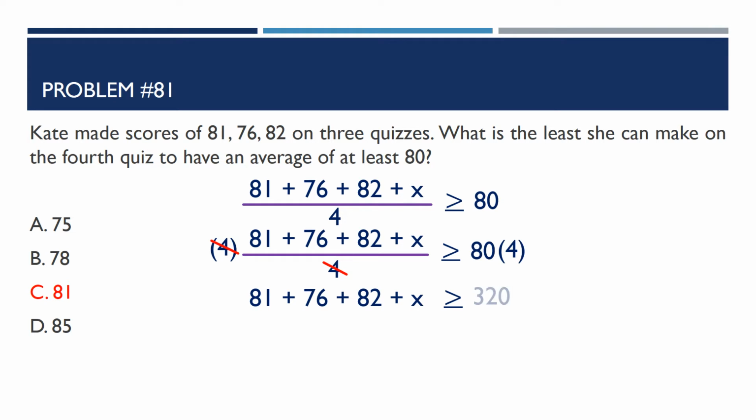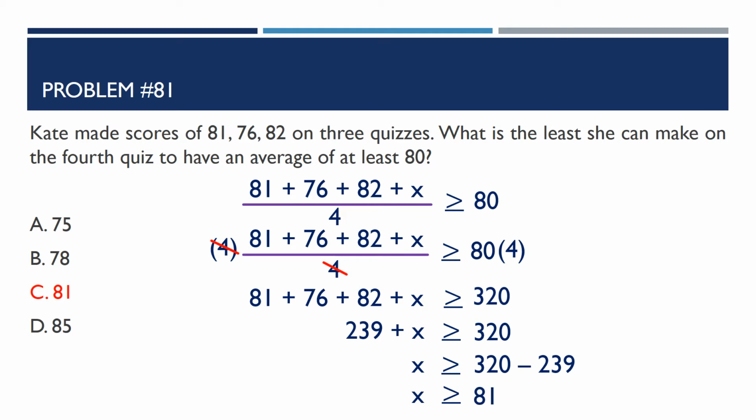80 times 4 is 320. Then let's combine 81, 76, and 82. It will be 239. And then copy it at the right side. Then we are going to transpose to the right to make it 320 minus 239. If you combine that, it will be 81. So that means to get an average of 80, the 4th quiz must be at least 81.